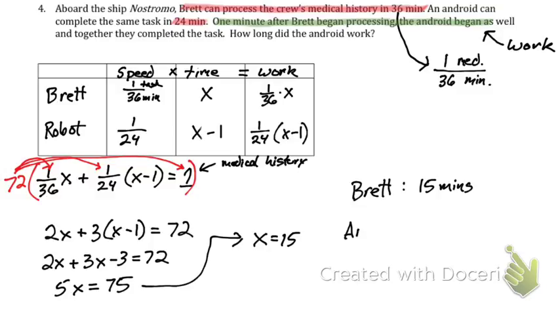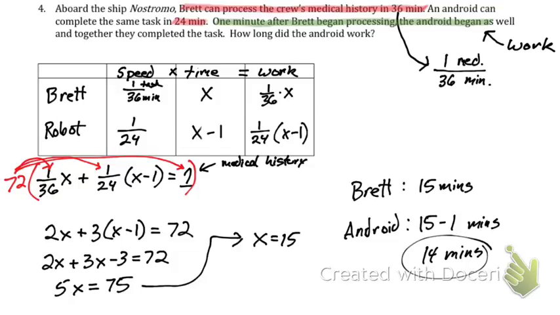But the android worked 1 minute less, so that'd be 15 minus 1 minutes, or 14 minutes. Don't get this wrong. Read what the question says as soon as you solve for a variable, and make sure you're answering that question. Do not just circle x equals 15 and go, that's my answer, I'm good.